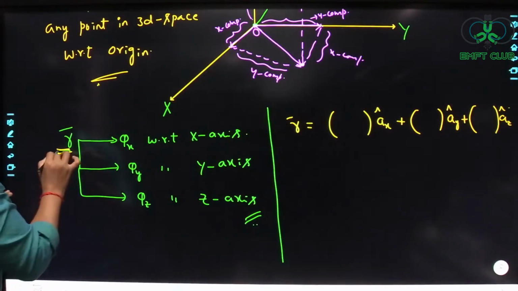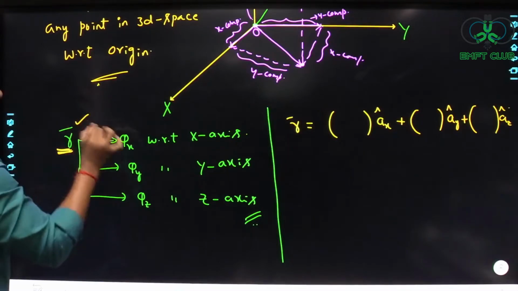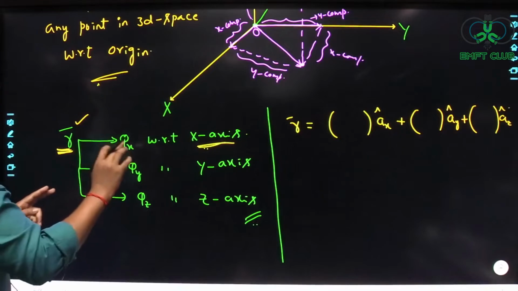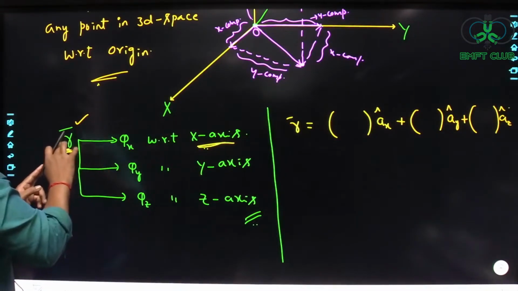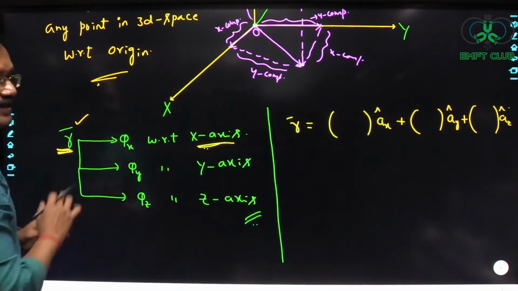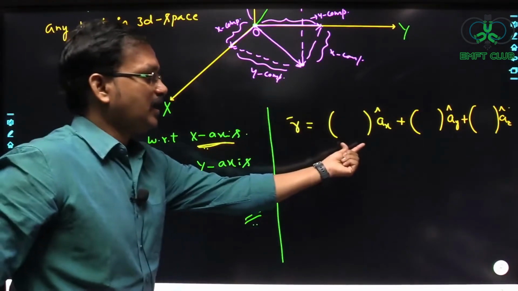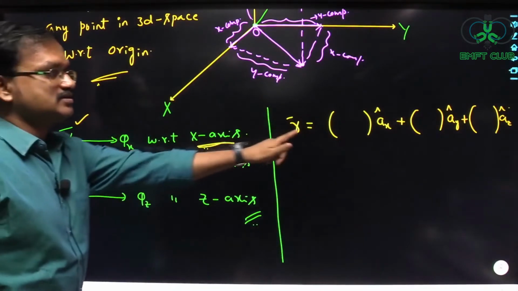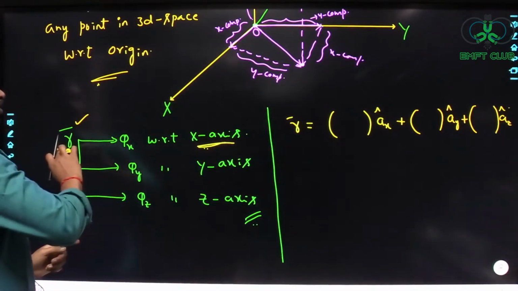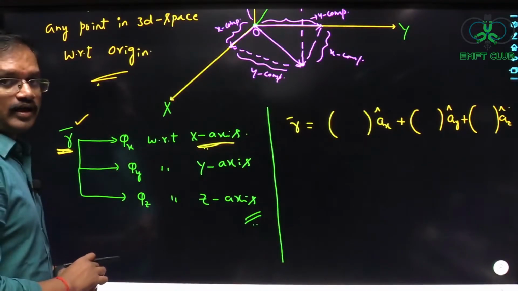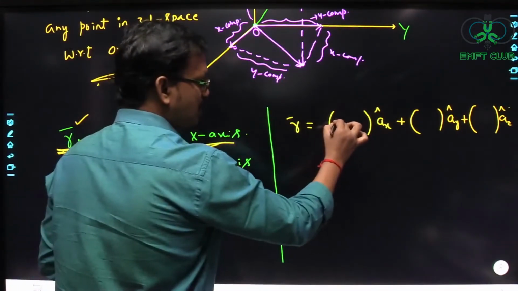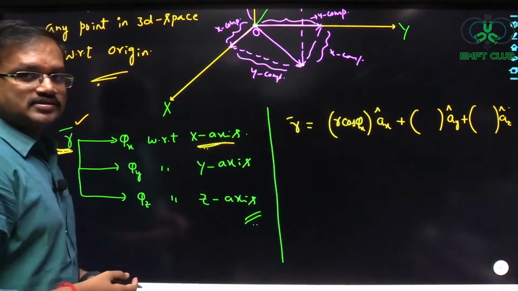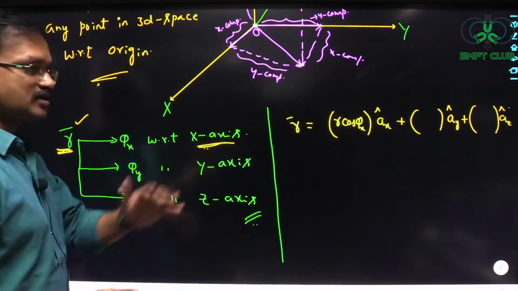Now here you know the angle between r bar and the x axis. So what is the component of r bar along the x axis? The component of r bar along the x axis is nothing but the x component. Yes or no? So what is the component of r bar along the x axis here? It is nothing but r cos phi x. Yes or no? Okay, I hope it is crystal clear.